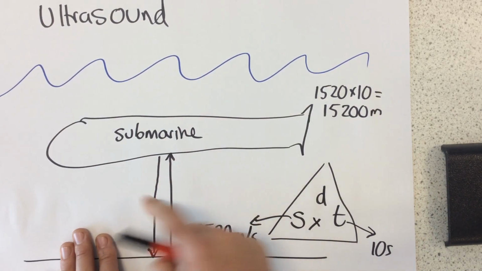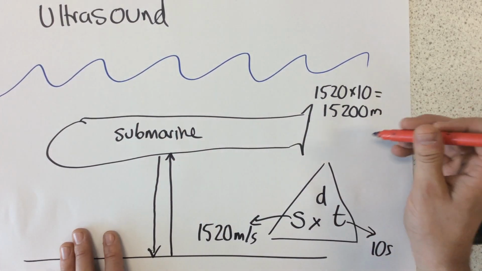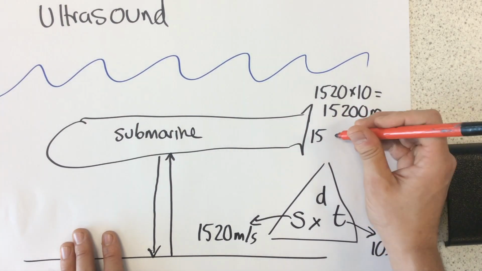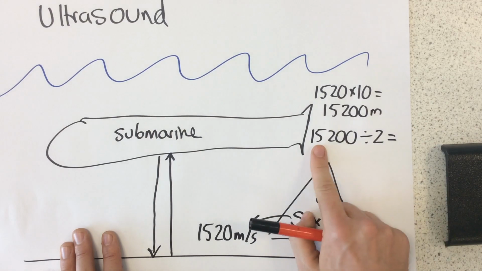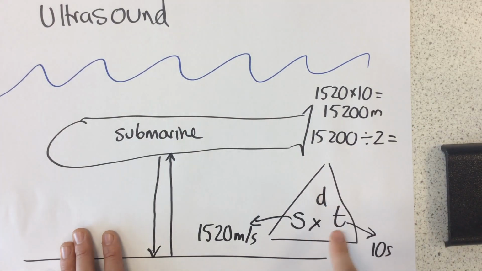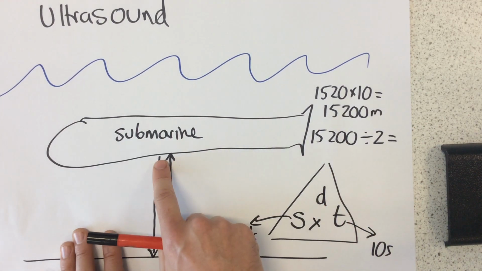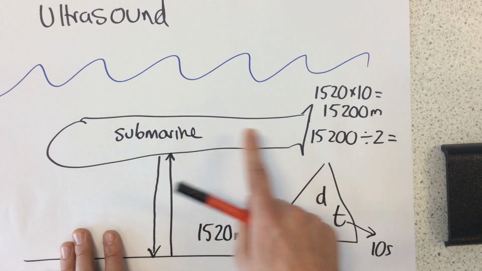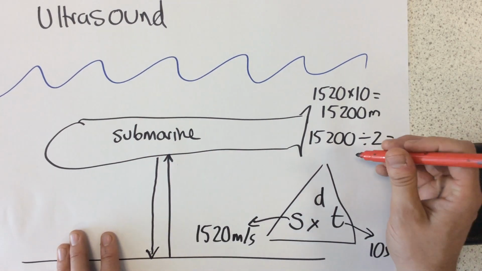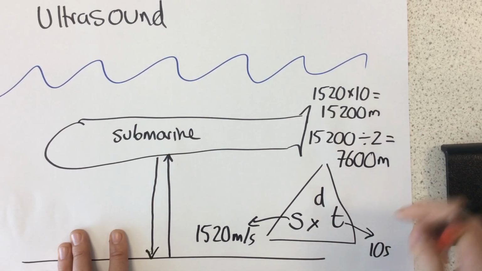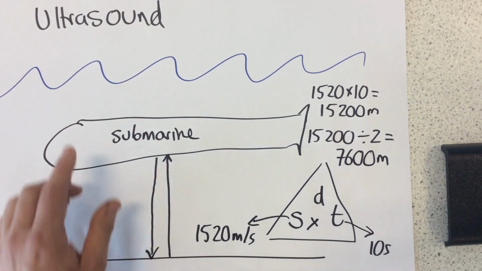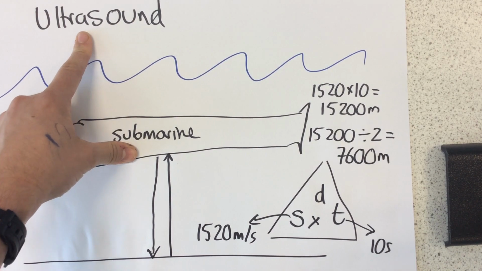So all that we need to do now is divide that answer by 2 to find the distance just to the sea floor. So we're doing 15,200 meters, because that was the distance from here back up again, divided by 2, and the answer is 7,600 metres. So that is one very important use of ultrasound.